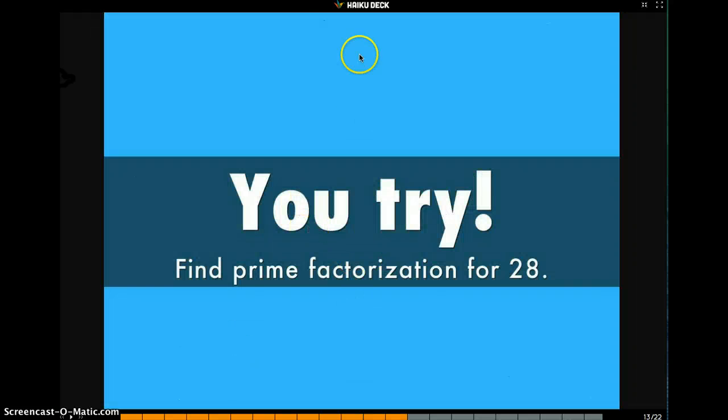Okay, so let's try another one. Let's try 28. So we're going to write the number 28 and break it down. Let's see if there's any prime numbers that would be a factor. We could do 7, because 7's prime, times 4.